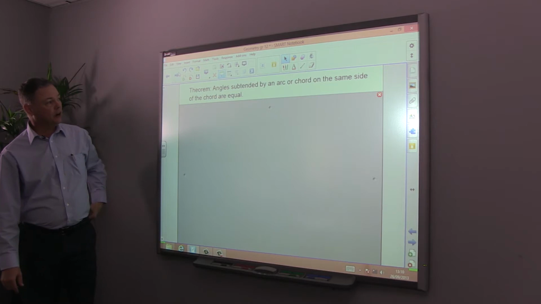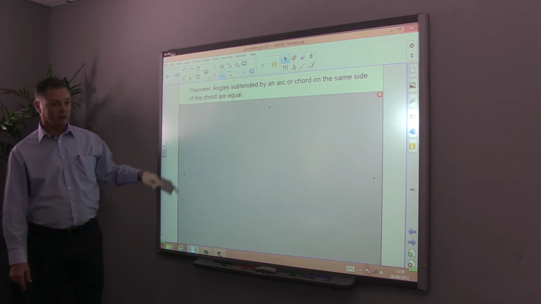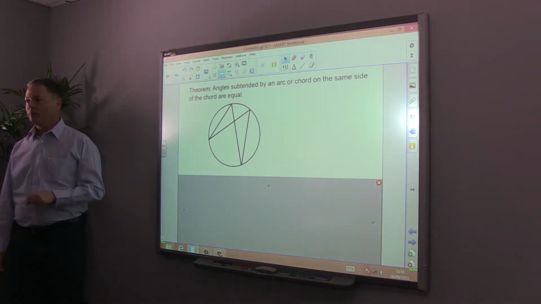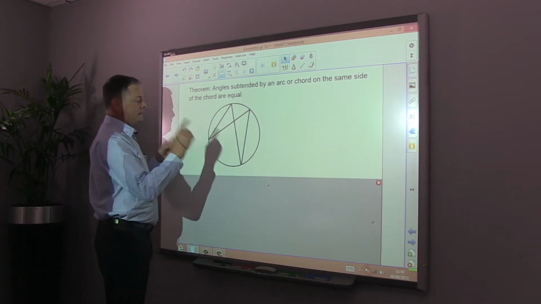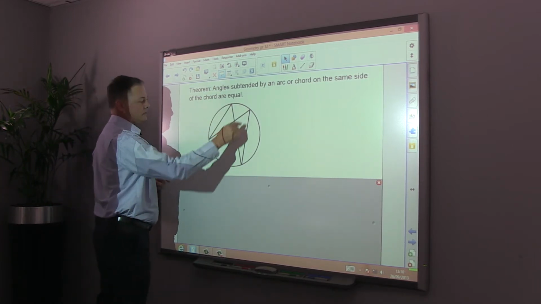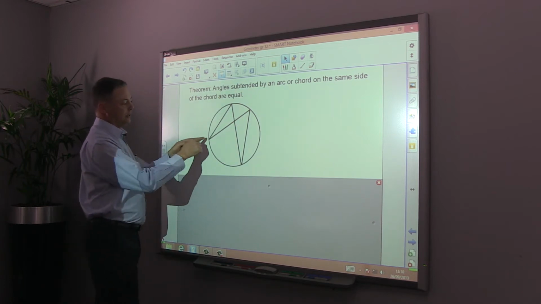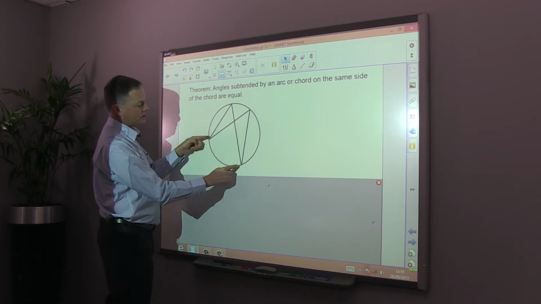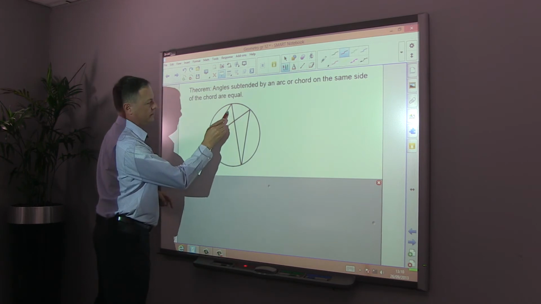Angles subtended by an arc or a chord on the same side of the chord are equal. Okay, now this is what a lot of teachers call the bow tie theorem. Okay, there's your bow tie. The trick is that all 4 corners, all 4 angles must touch the circle. Okay, so this arc here subtends that angle. The same arc subtends that angle. So those 2 angles are equal.